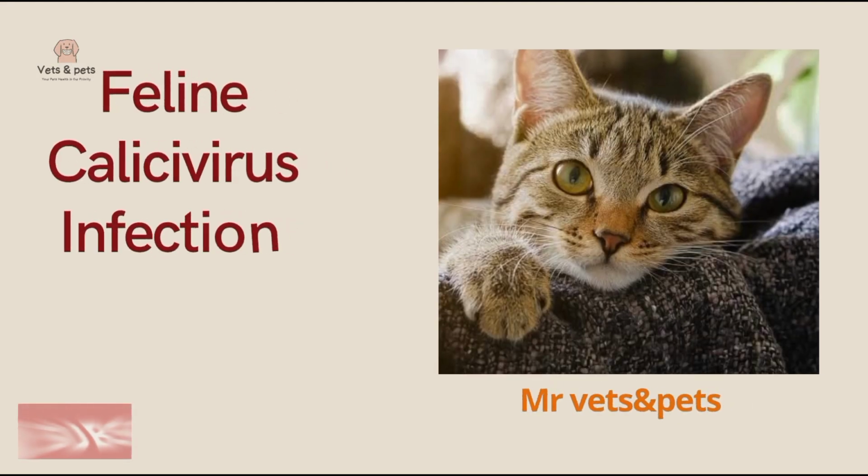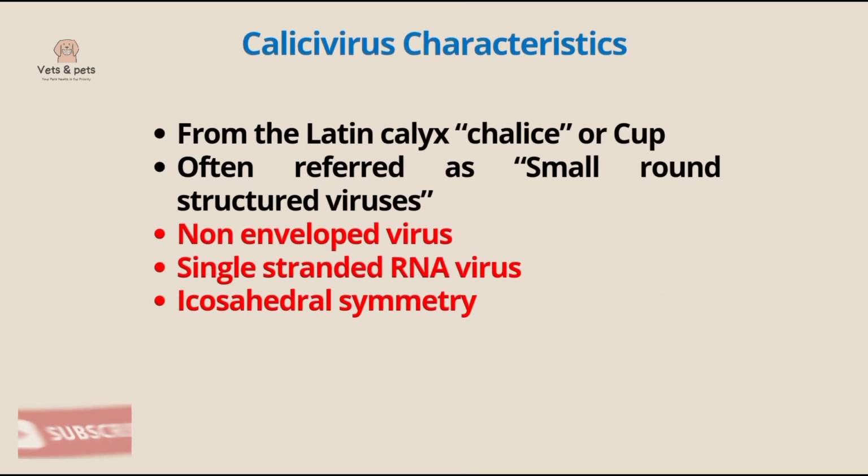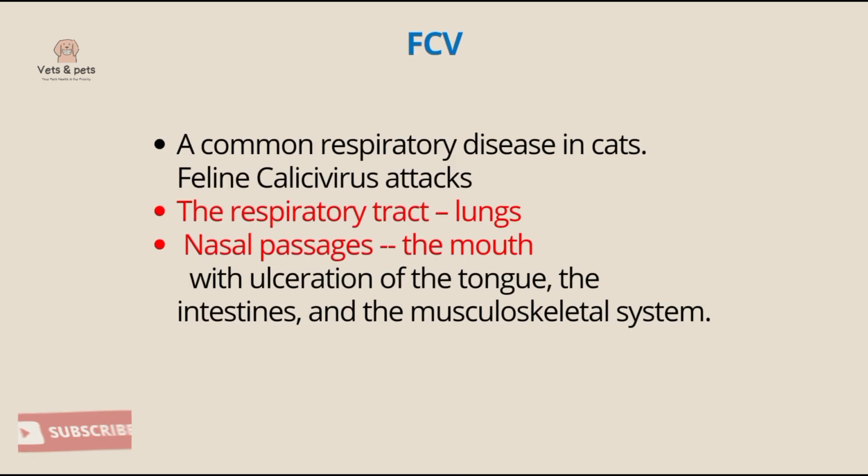In this video we will discuss feline calcivirus infection, which is usually a disease of cats. There are different characteristics of calcivirus. Firstly, they are non-enveloped; secondly, they are single-stranded; thirdly, they have icosahedral symmetry.